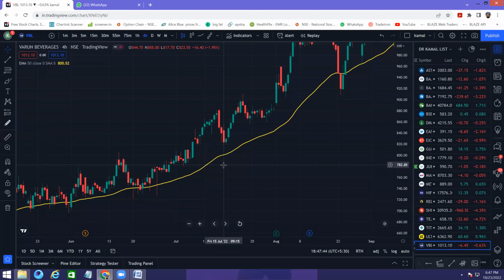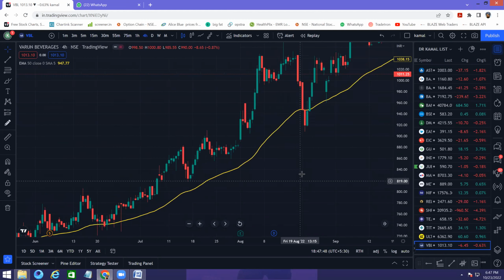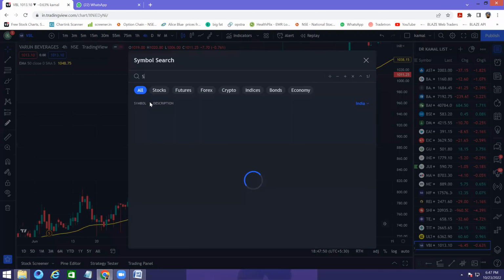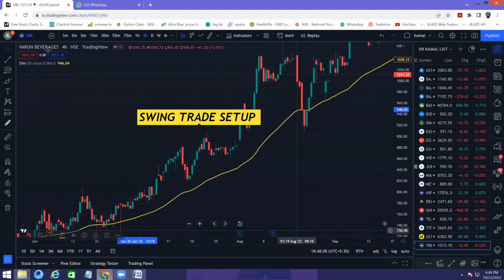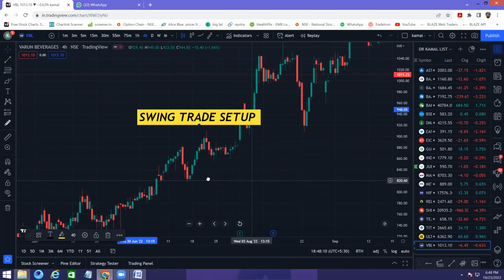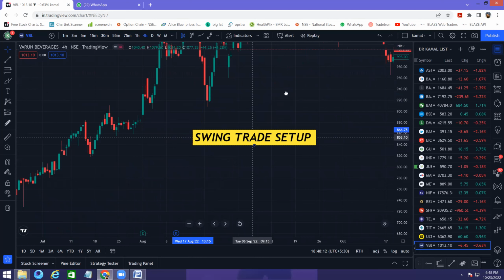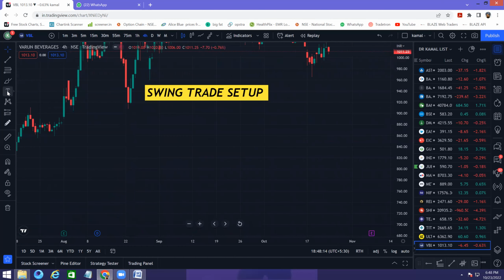Now, this video is on a very simple way of taking trades, and this is a basic swing trade setup. So we will be only looking at it today, a very simple setup which doesn't need very high technical analysis. We are going to use a swing trade setup today. Let me remove everything so that it's very clear to all of you.